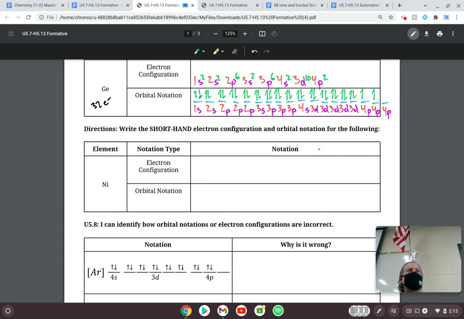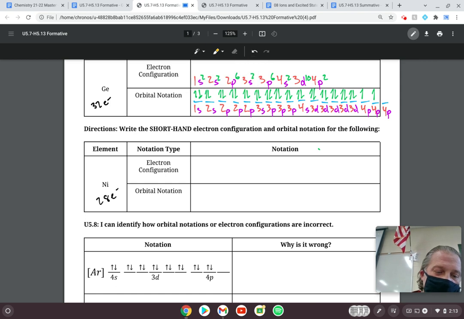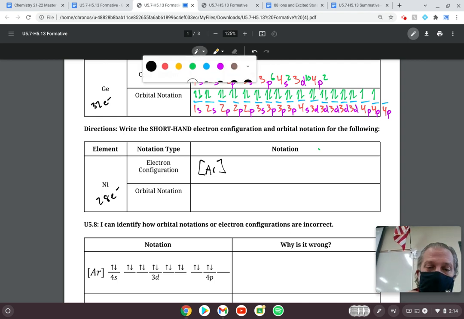Next one, you are asked to write the shorthand notation for the element nickel, okay? And so the way I see it on the periodic table, nickel has 28 electrons. So nickel is in the fourth row of the periodic table. The noble gas that is in the row above it, the third row, is argon. So I'm going to take argon as my noble gas here. And I know that argon has 18 electrons. It ends 3p6.